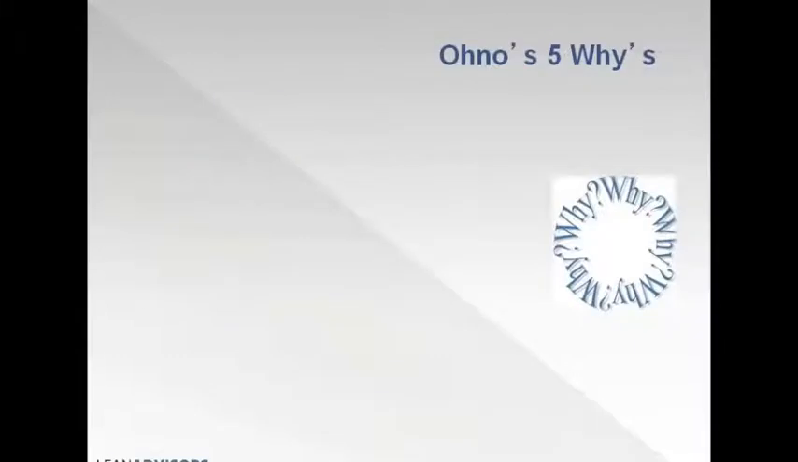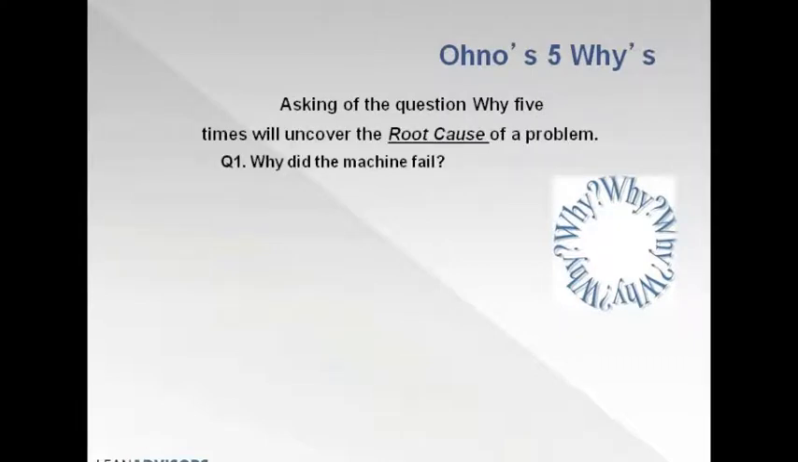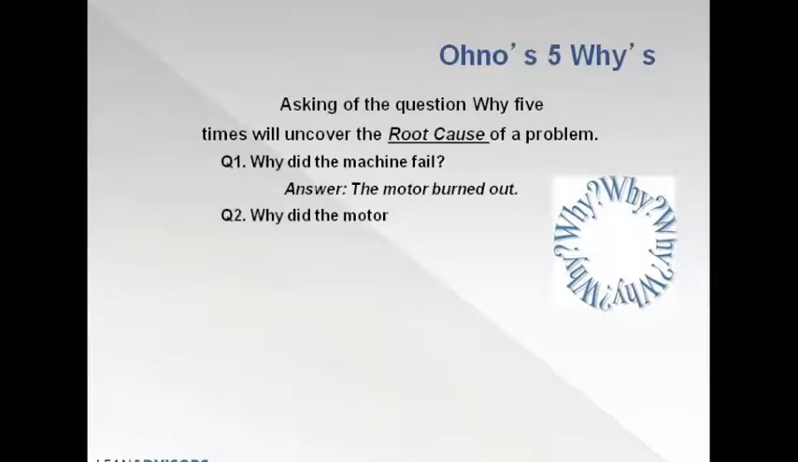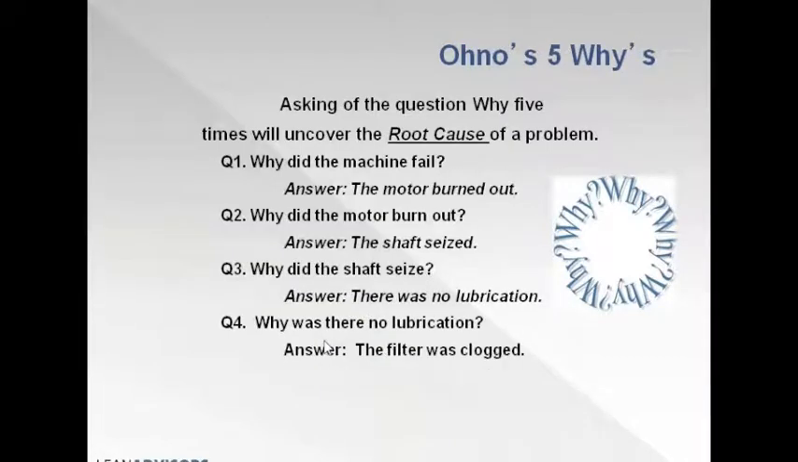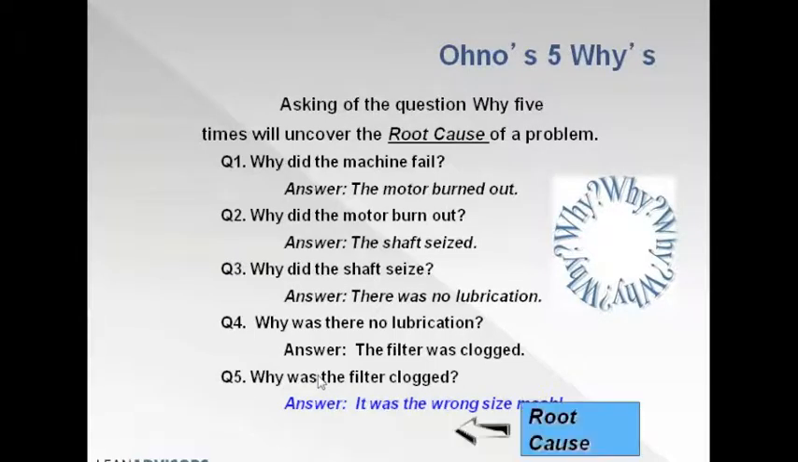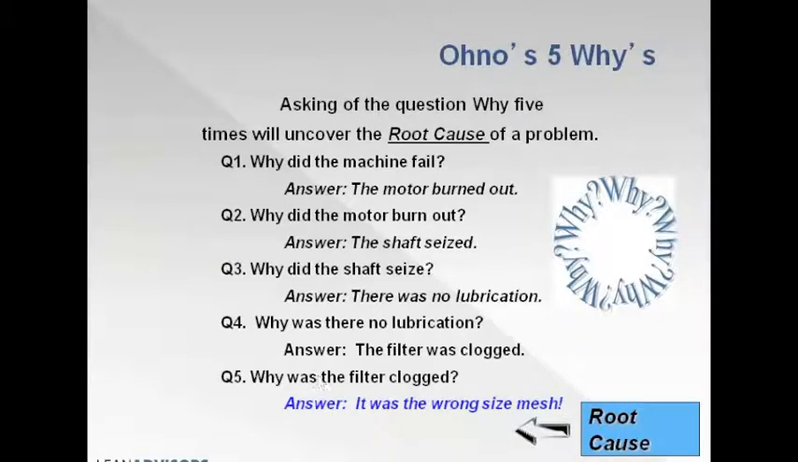Okay, so here's a little example from Dr. Ohno. He asked a question. Why did the machine fail? Well, the motor burned out. Why did the motor burn out? The shaft seized. Why did the shaft seize? There was no lubrication. Why was there no lubrication? The filter was clogged. Why was the filter clogged? It was the wrong size mesh. There's the root cause right there: we put the wrong part into the process. The result of that was we lost the motor.